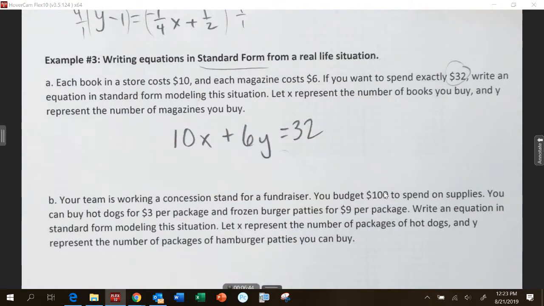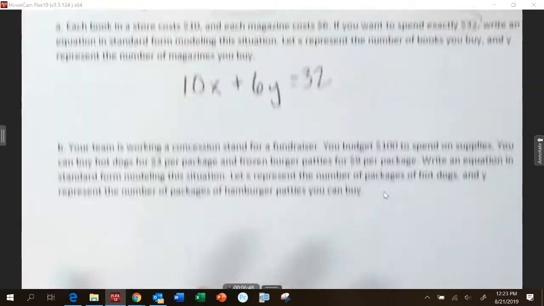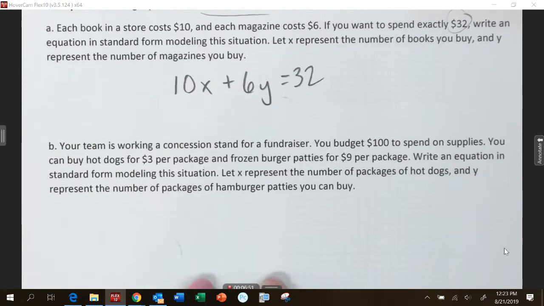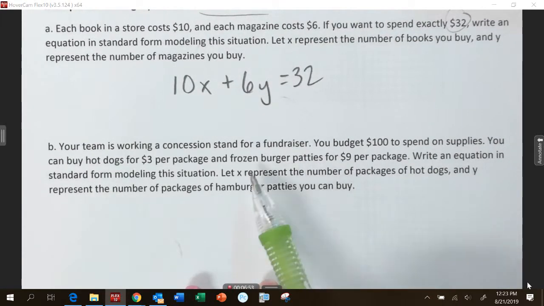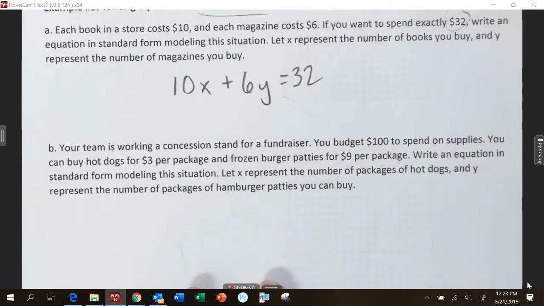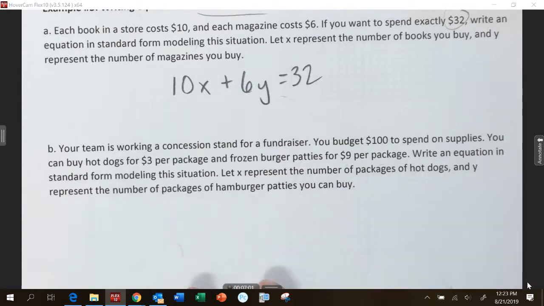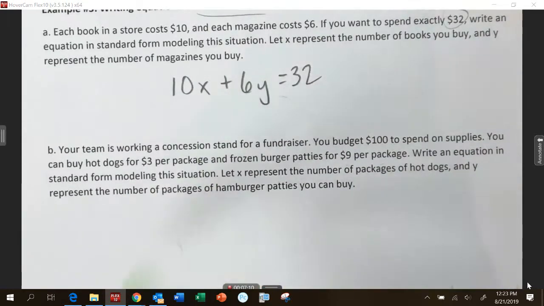And the last one: your team is working on a concession stand for a fundraiser. You budget $100 to spend on supplies. You can buy hot dogs for $3 per package and burger patties for $9 per package. Write the equation in standard form modeling the situation. Let x represent the number of packages of hot dogs, y represent the number of packages of hamburger patties you can buy. So we look for a total. Kira, can you help me out with this one?